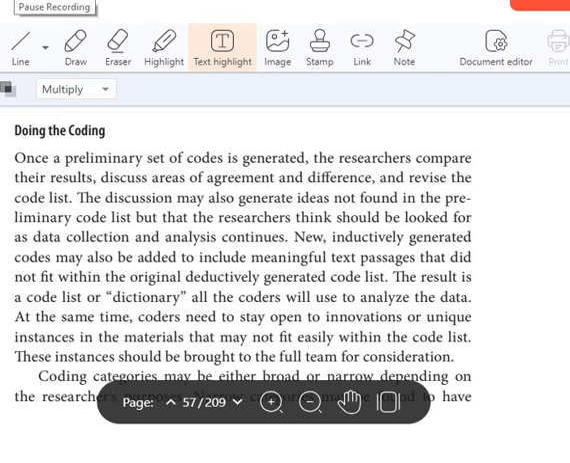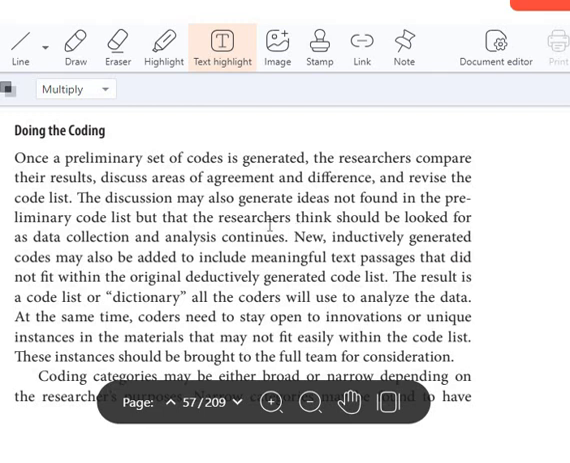So there must be an agreement between coders. They must get together and discuss with each other the codes used and how they analyzed the data. The discussion may also generate ideas not found in the preliminary code list. That's okay. If you want to edit the code list during analysis, there's no problem. This is a good thing to do, because it proves that you are on the right path in analyzing your research. So if you want to edit, delete, or add new codes, there's no problem.